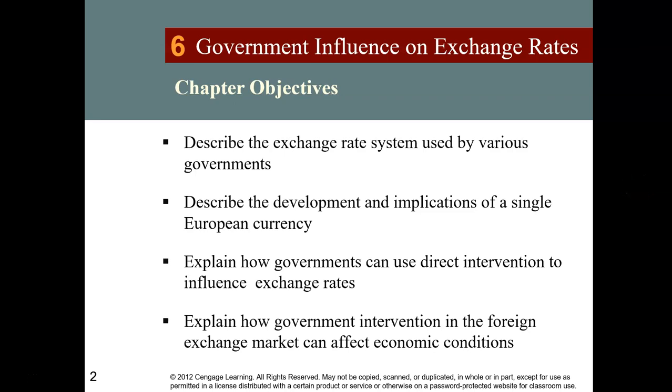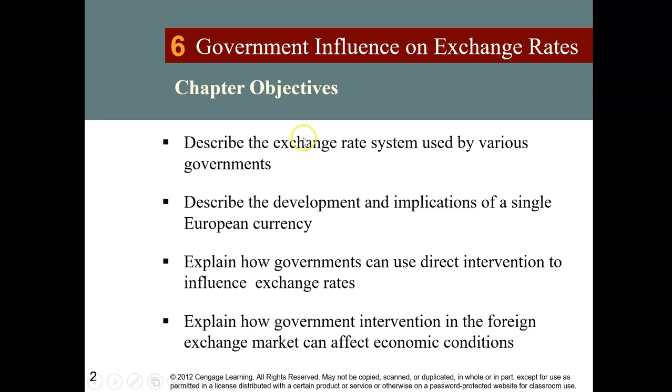Hi class, so from this video we're going to start talking about chapter 6, government influence on exchange rates. Chapter objectives. Describe the exchange rate system used by various governments. Describe the development and implications of a single European currency. Explain how governments can use direct intervention to influence exchange rates. Explain how governments' interventions in the foreign exchange market can affect economic conditions.